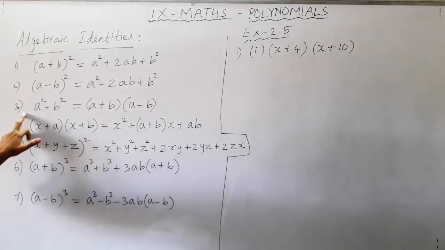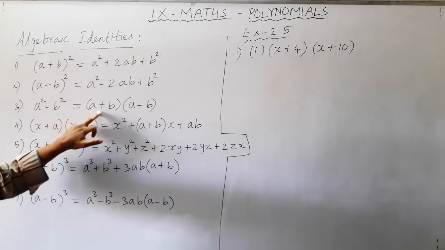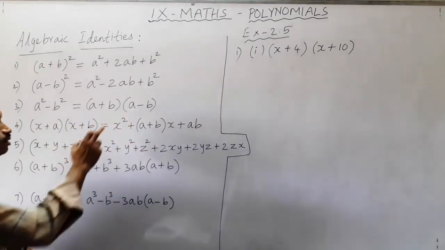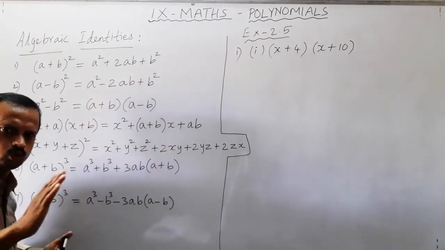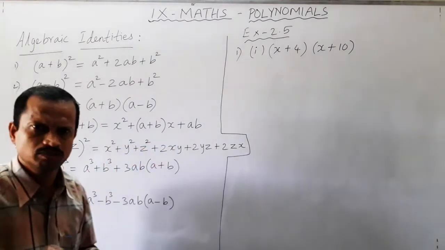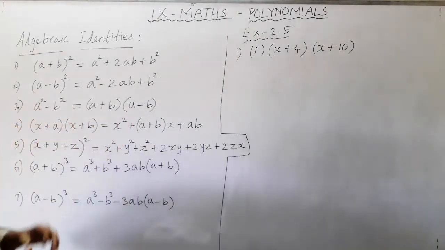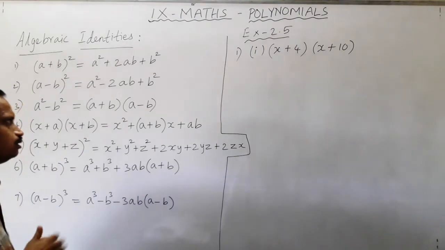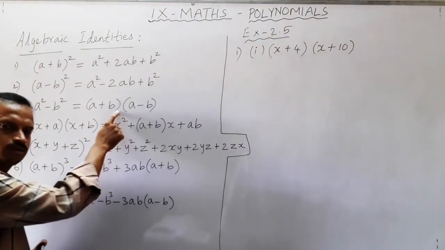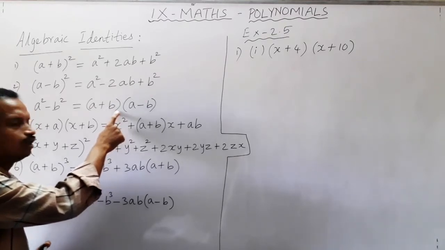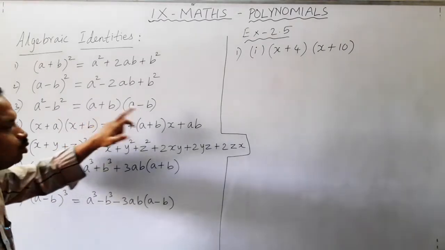Next, the third one, a square minus b square equal to (a plus b) into (a minus b). Sometimes we can write this as (a minus b) into (a plus b). So both are the same. 2 into 5, 5 into 2, both are the same. So a square minus b square equal to (a plus b) into (a minus b). So between these two brackets there is what sign? Product, that is the multiplication sign. Okay, like that we have to understand. So (a plus b) into (a minus b).